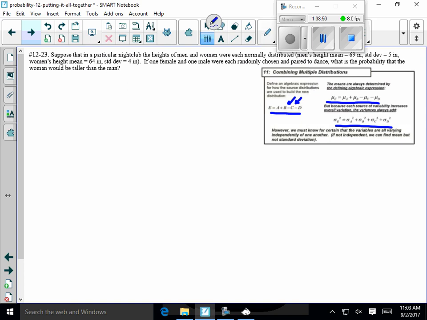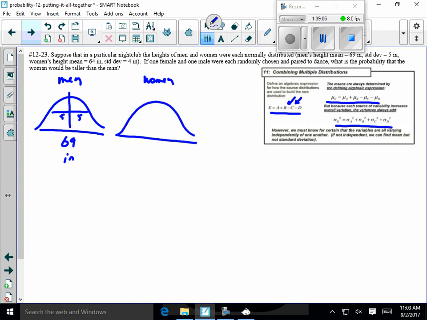So the way you can think of this problem is we have a distribution for men, for their heights, centered at 69 inches with a standard deviation of 5 inches. And we have a distribution for women. Their heights are centered at 64 inches with a standard deviation of 4 inches. So what I could do is define a new variable. I'm going to call it the difference, and it's going to be the man's height minus the woman's height.